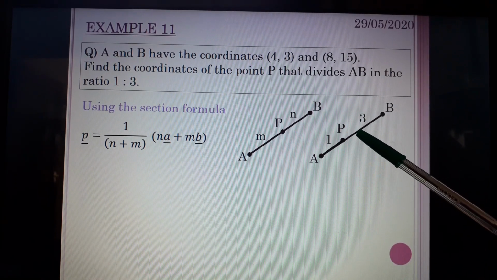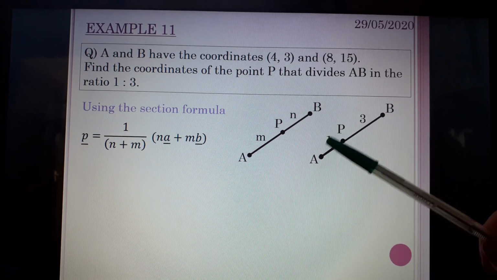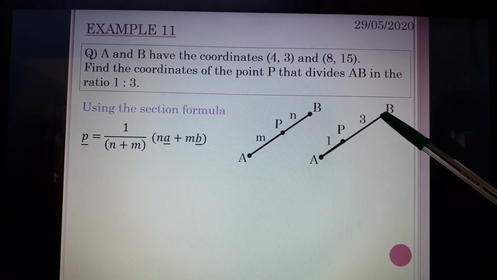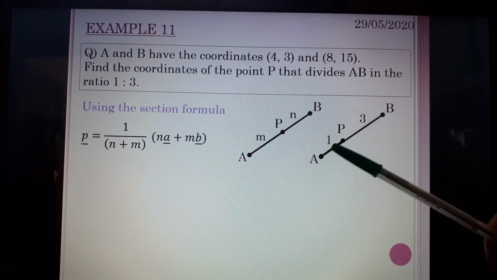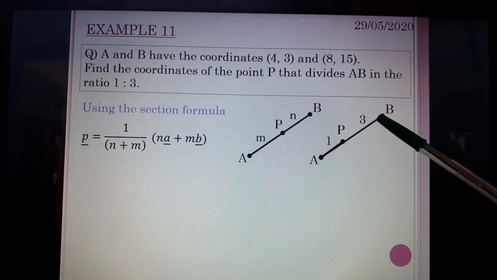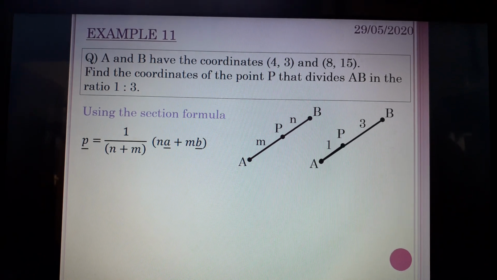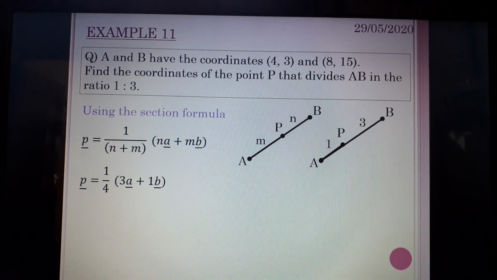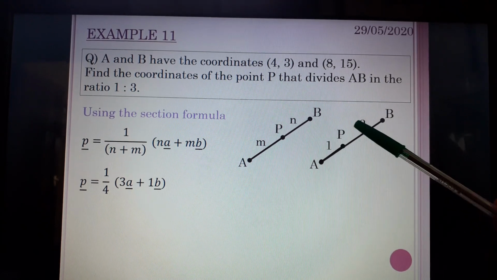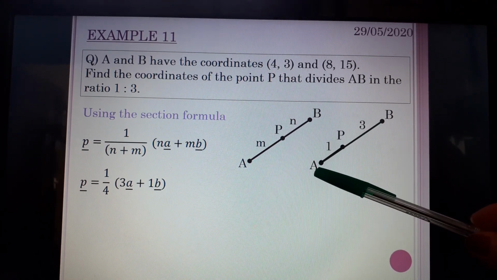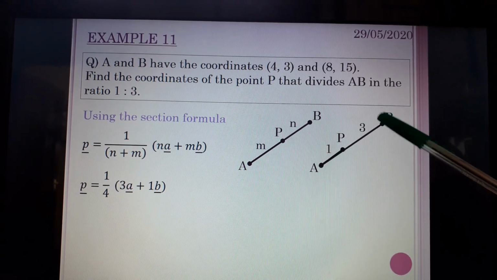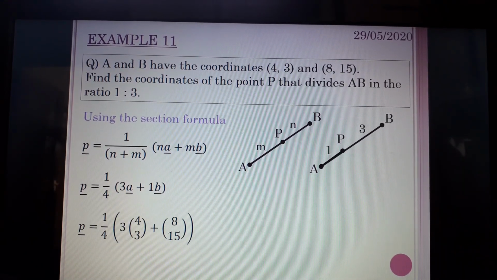So if P divides A and B in the ratio 1 to 3, in that order, there's your A and B, there's P, and there's 1 to 3. So that means that's 1 part along and 3 parts along. So there's 4 parts altogether. So the first part of this is going to be these two added together, which becomes the denominator. So it's 1/4 of 3 times position vector A plus 1 times position vector B.